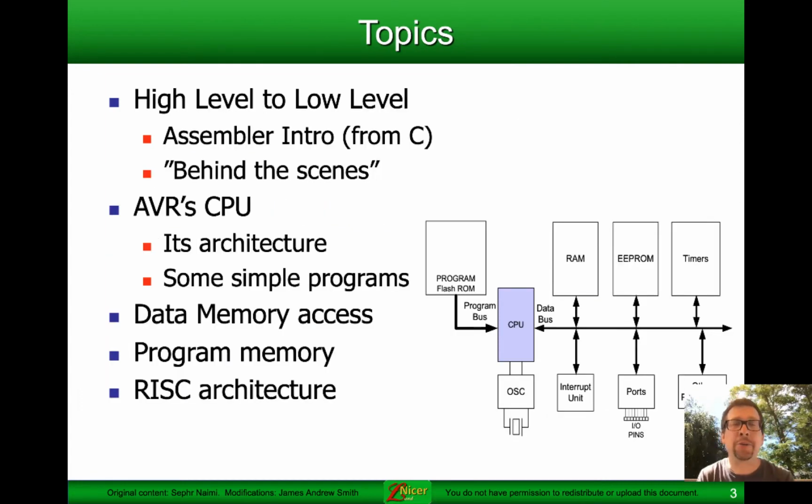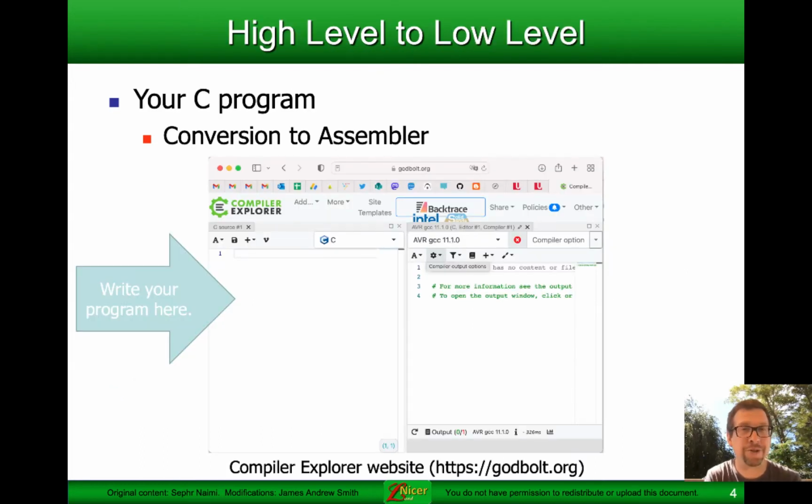All right, so we're going to be taking a look at a number of things in these videos. This particular video is the high level to low level assembler introduction, using C as a high level programming language. We're effectively doing a behind the scenes look at what happens when you write programs in C. There'll be other videos on the AVR's CPU, its architecture, simple programs, as well as data memory access, program memory, and the RISC architecture, or architectures. We're going to start here with how we go from a C program into assembler.